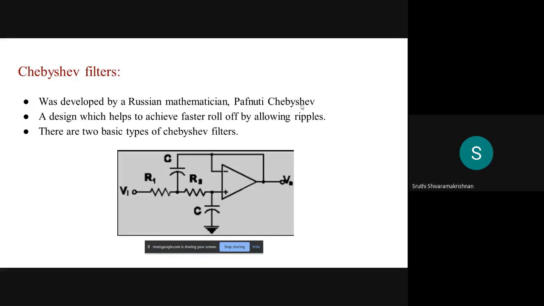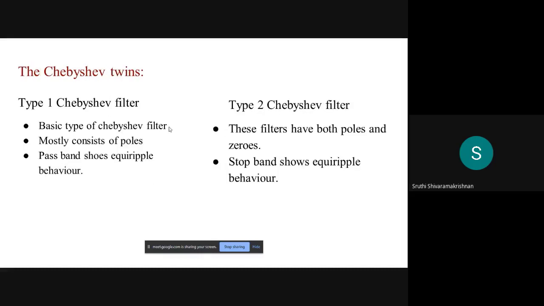And we also know there are two basic types of Chebyshev filters. We'll be using the type 1 Chebyshev filter, but type 2 is also there, which we won't be seeing today. And this is a basic design of how the Chebyshev filter is done using resistors, op-amps and capacitors. So let's see the Chebyshev types. The type 1 Chebyshev filter is the basic type, and it mostly consists of poles. There are no zeros.